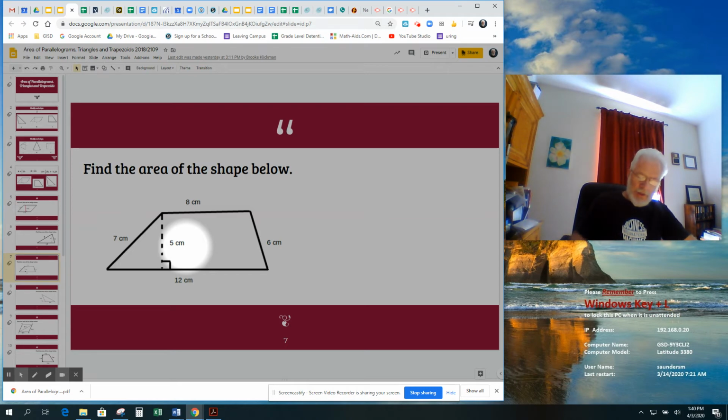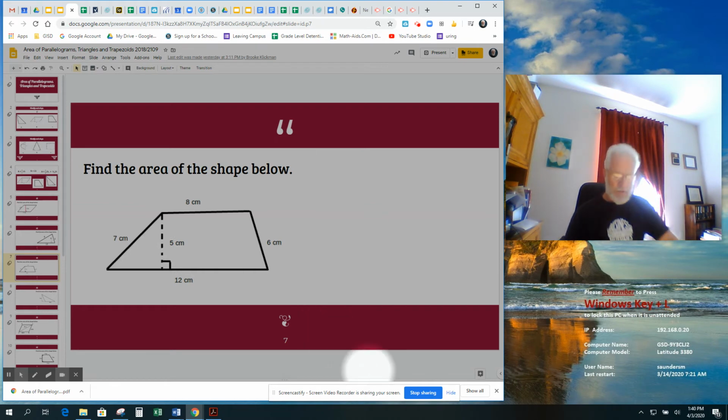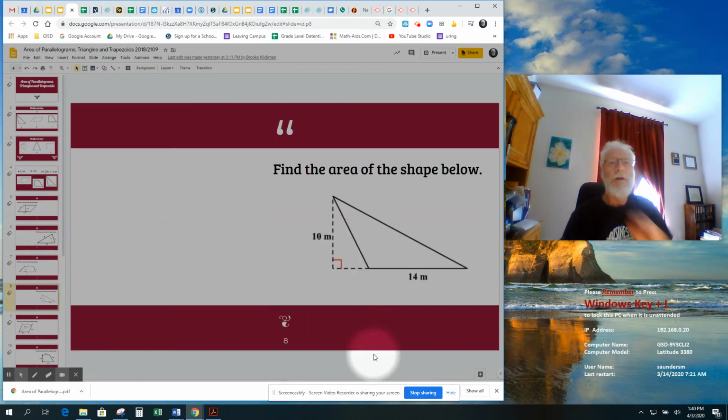Let's take a look at the next one. Find the area of the shape below. So this is another three-sided figure. The figure that we're finding the area for is the solid lines. Okay? So it's a triangle. All right? So we're finding the area inside the solid lines.